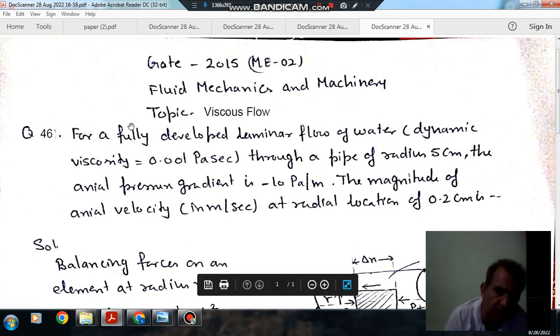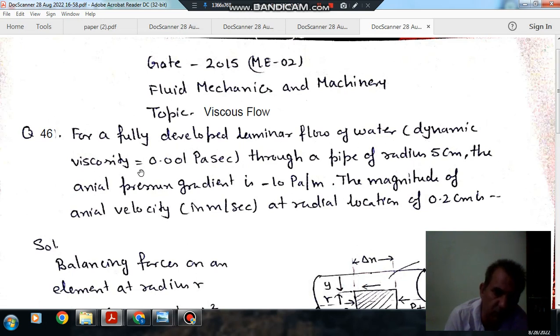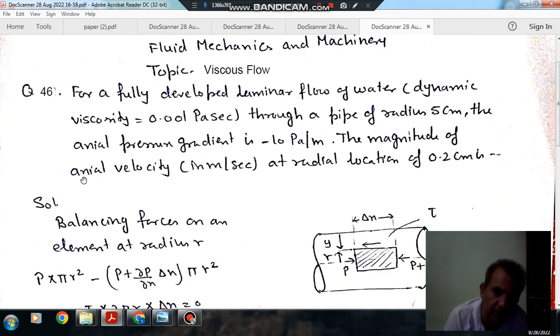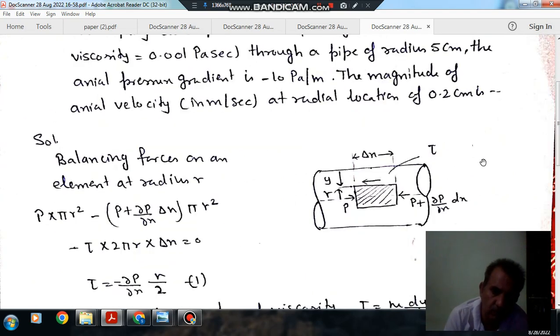Question number 46 from GATE 2015 ME02: for a fully developed laminar flow of water, dynamic viscosity is equal to 0.001 Pascal second, through a pipe of radius 5 centimeter. The axial pressure gradient is minus 10 Pascal per meter. The magnitude of axial velocity in meter per second at radial location of 0.2 centimeter is?